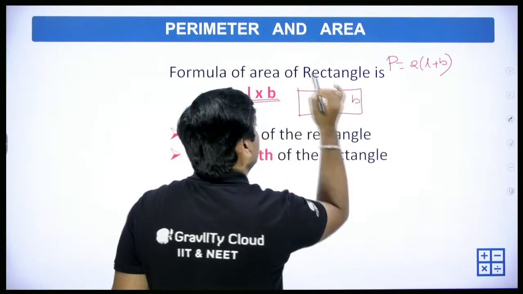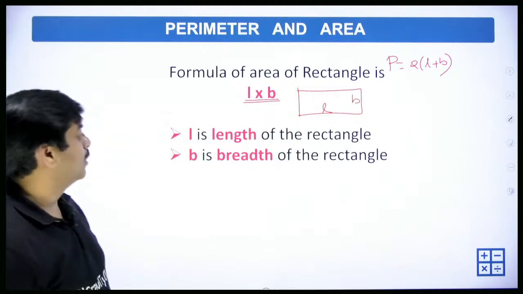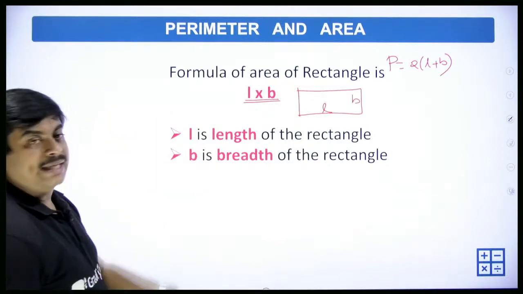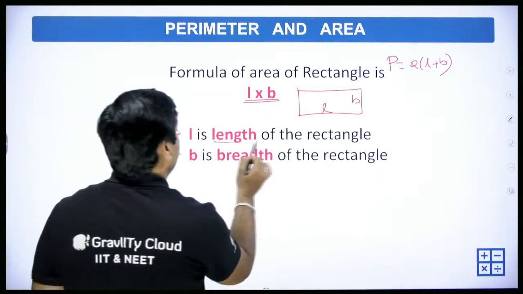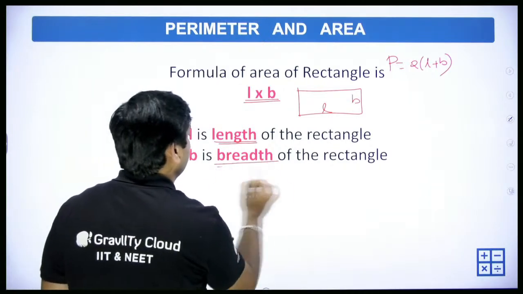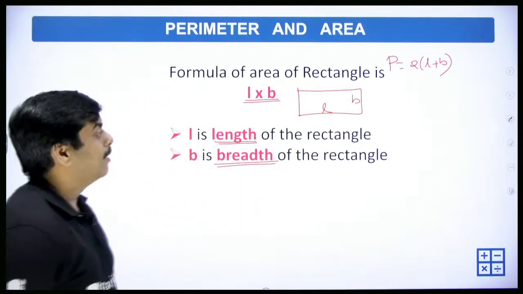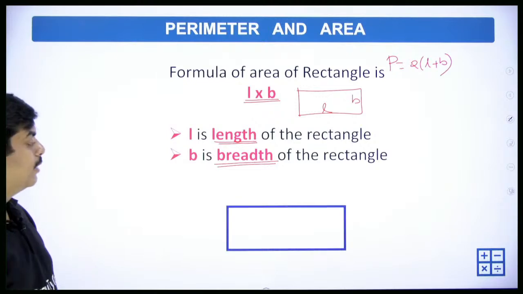This is length, this is breadth. So that becomes length into breadth. Okay. L is the length of the rectangle and B is the breadth of the rectangle. Okay. Now let's try to move ahead.